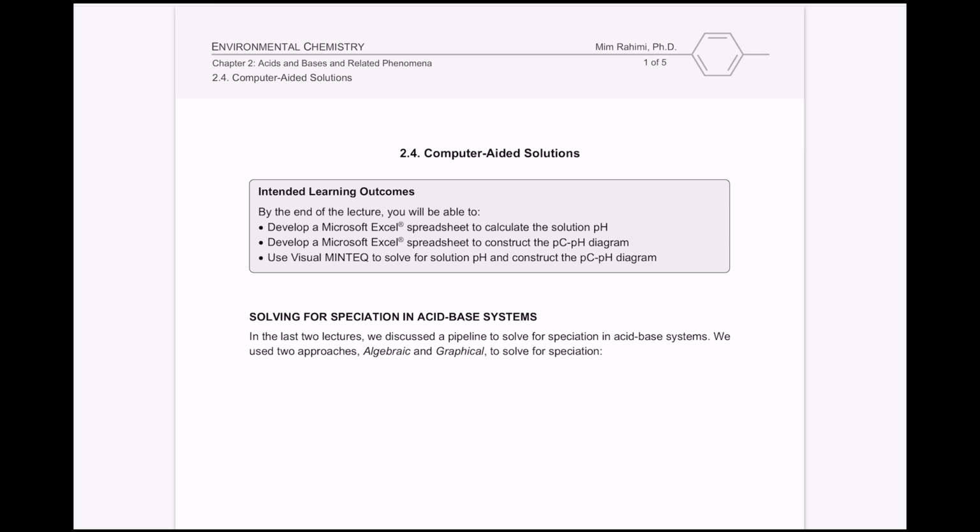Hello everyone, welcome to this lecture which covers the computer-aided solutions for acid-base systems. So basically in this lecture we're going to develop a Microsoft Excel spreadsheet to either calculate the solution pH or to construct the pC-pH diagram, similar to what we did, for example, in the previous lecture on graphical solutions. And then later on, we're going to use Visual MINTEQ to solve for both solution pH and also constructing the pC-pH diagram.